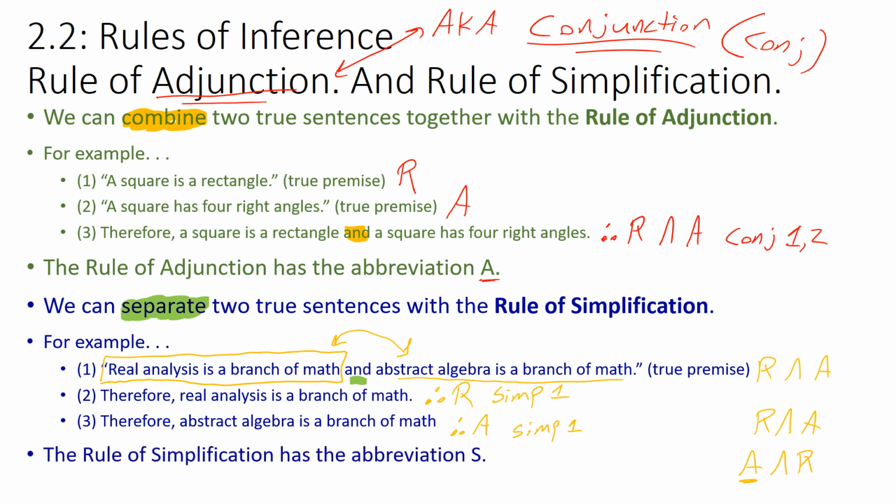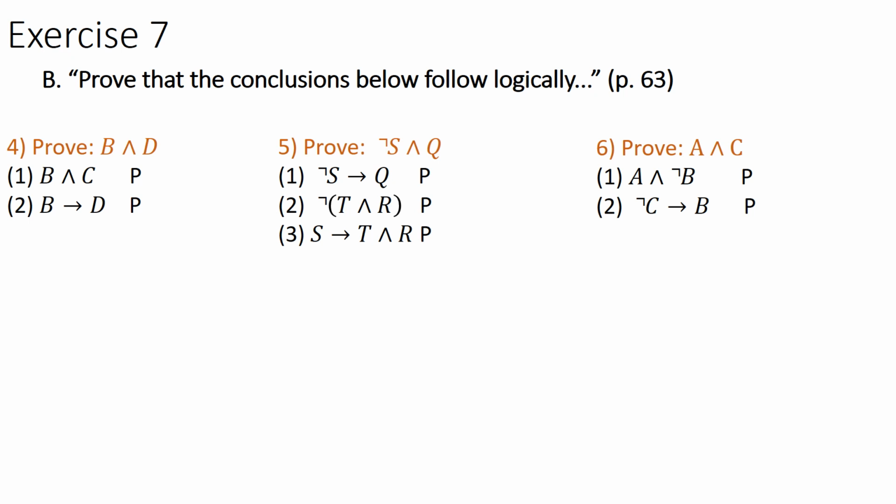And we can abbreviate simplification by S or by SIMP. Depends on the textbook. Together, let's do some proofs. This is part B of exercise 7 on page 63.